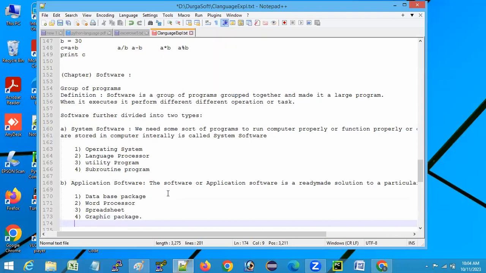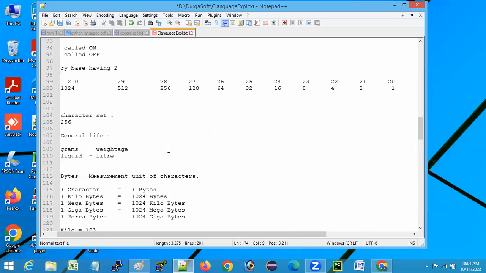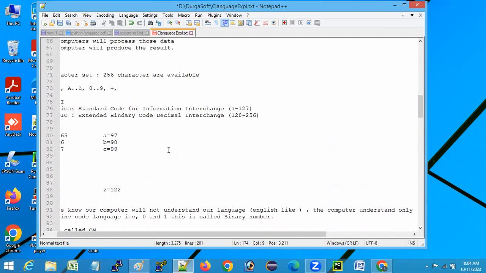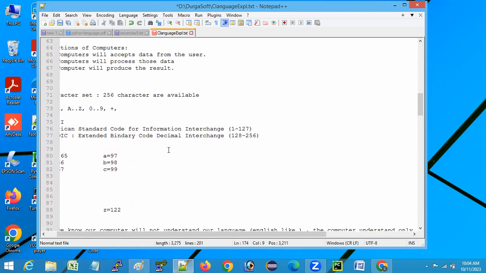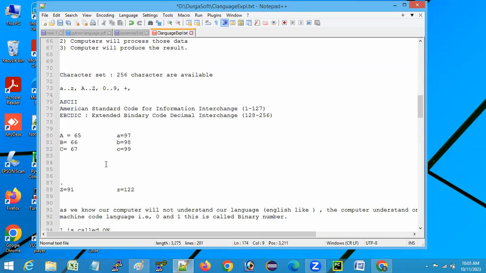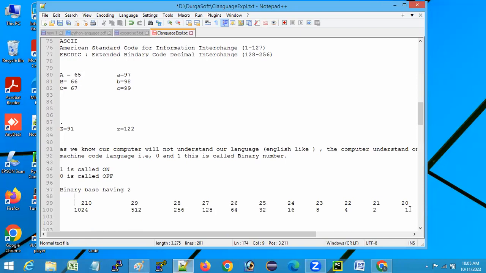Now we have come to know what is meant by the character set. How many character sets are available in your computer and how they are measured. Also, by knowing about the two codes, ASCII and EBCDIC, how they have been categorized according to alphabetical order, or numeric, they have assigned a particular code, and that code is divided according to binary numbers, that is 2 raised to 0, 2 raised to 1, 2 raised to 2. Like this, it is done.